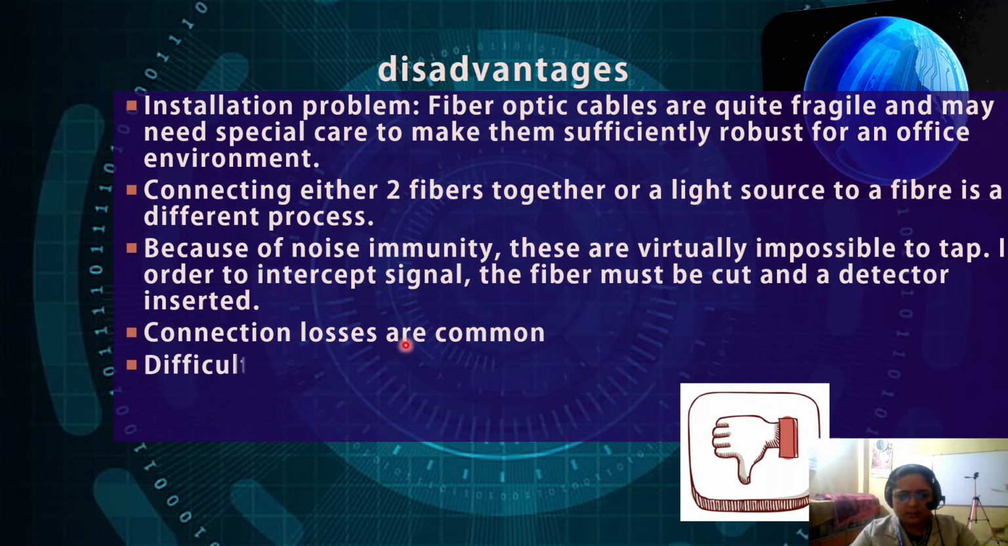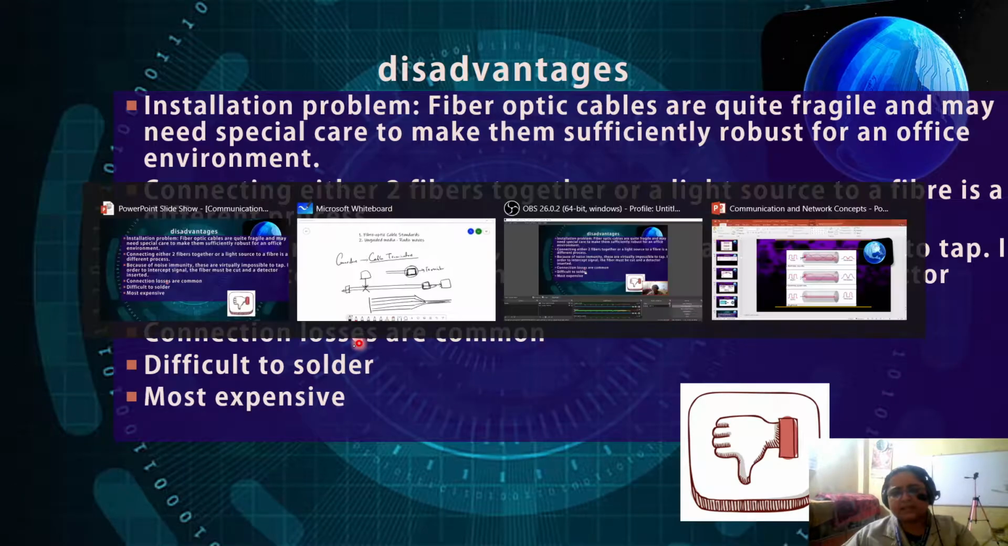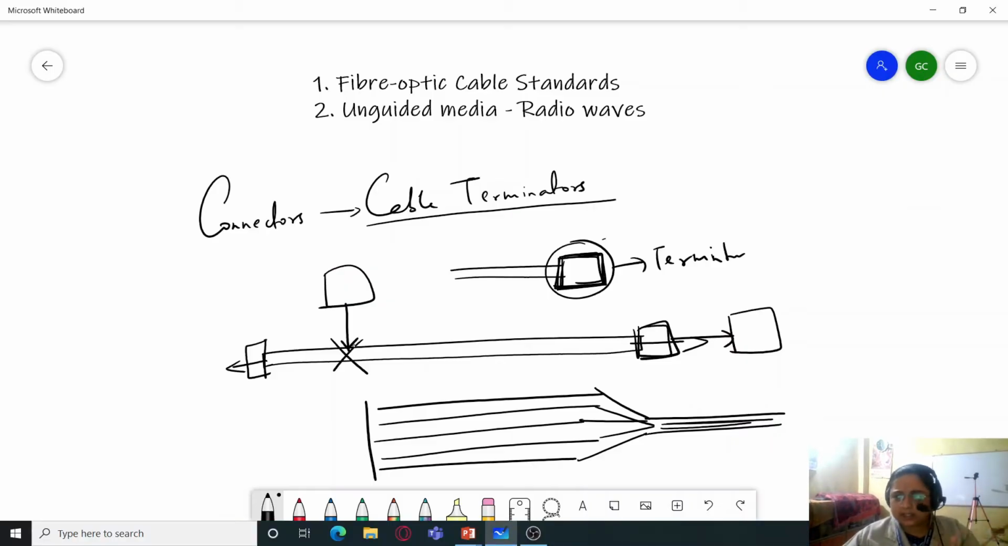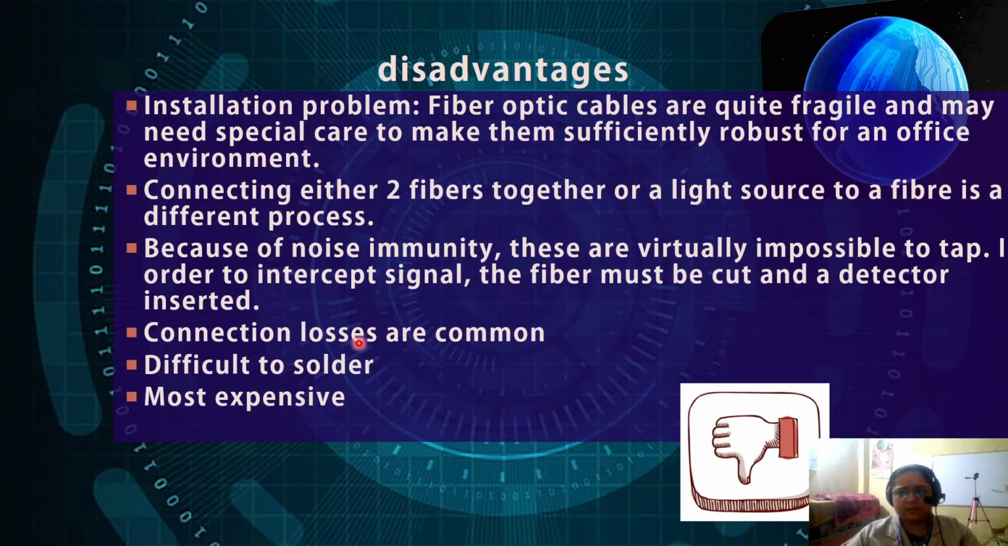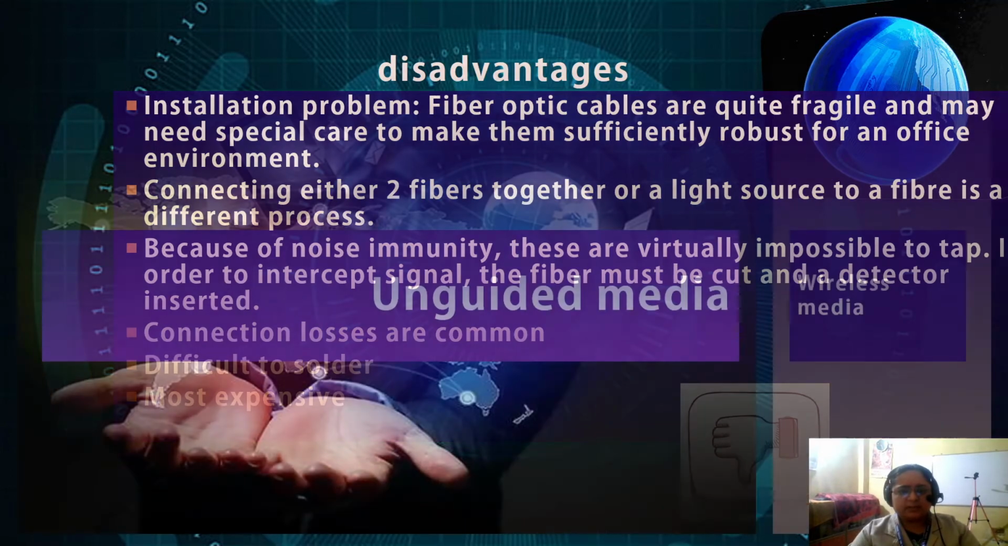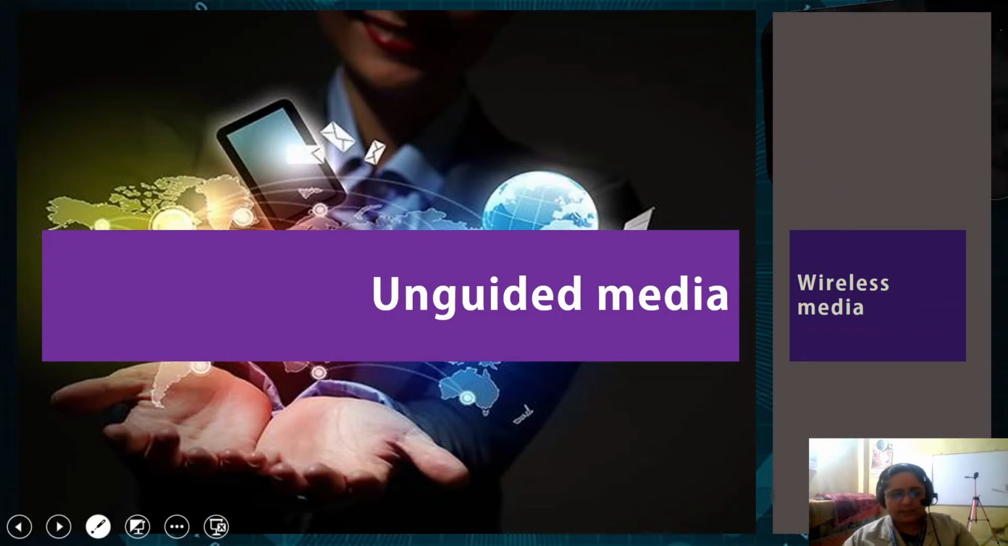Connection losses are common, difficult to solder, most expensive. Now, connection loss is different from noise or interference. Connection losses could be possible because of some problem with the light source, or sometimes because it is bent too much, and normally it doesn't bend near the corner, so you have to be very careful. Difficult to solder, and it is the most expensive form of transmission, the guided transmission medium. So these are some of the advantages and disadvantages of fiber optic cables as we have seen.